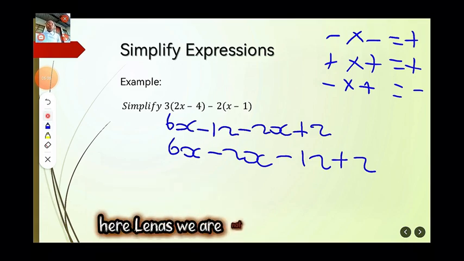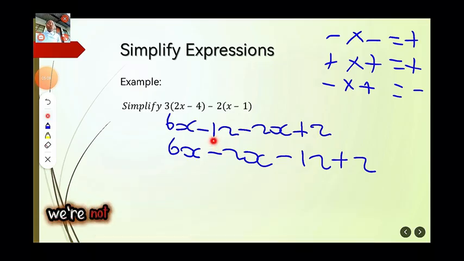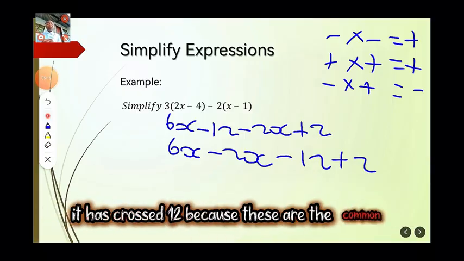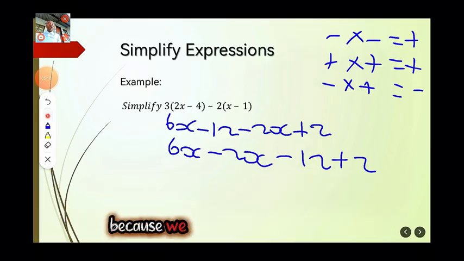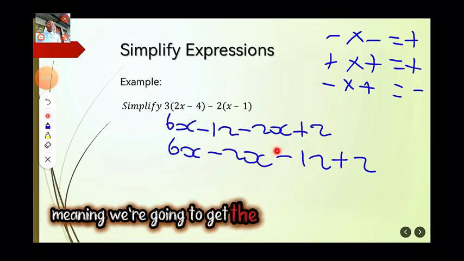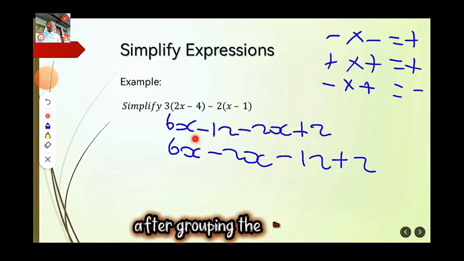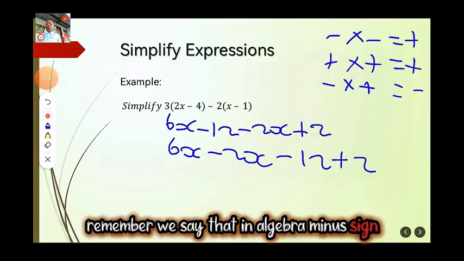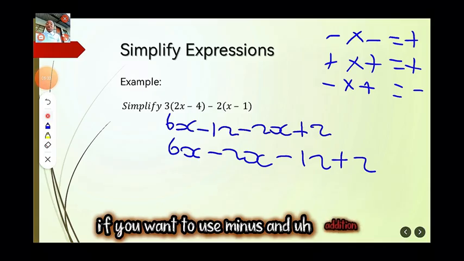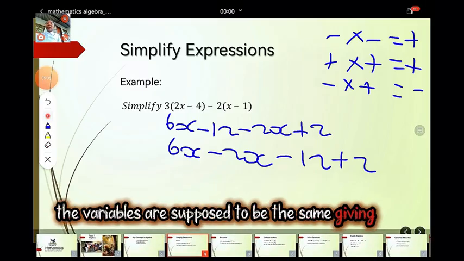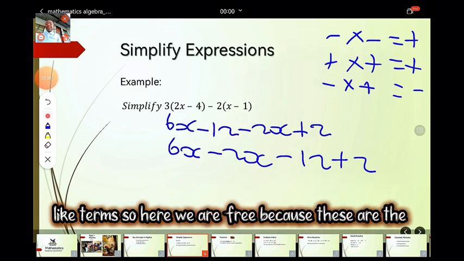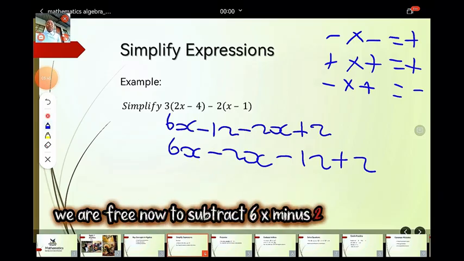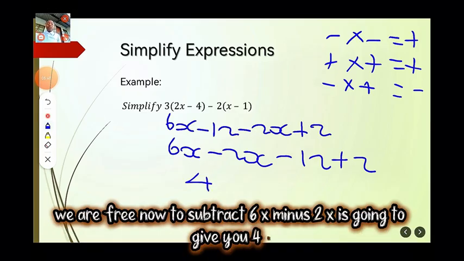Here, learners, we are not going to put positive 2 because it has crossed over 12, because these are the common mistakes we make. We're not going to change the sign because we do not have an equal sign. Simple. Meaning we're going to get the expression exactly the way it is. After grouping the like terms, now you are free to solve. Remember we said that in algebra, if you want to use minus and addition, the variables are supposed to be the same, giving you what? Like terms. So here we're free because these are the same. Meaning we're free now to subtract. 6x minus 2x is going to give you 4x.